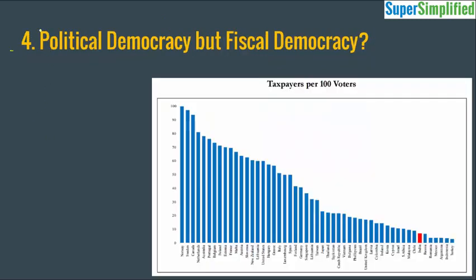So let's move to point number 4, political democracy. But what about fiscal democracy? Yeah, we have a political democracy, but what about the fiscal democracy? So it says that there are only 7 taxpayers per 100 voters. So if we rank ourselves, we are at 13th place out of 18 of our G20 peers.